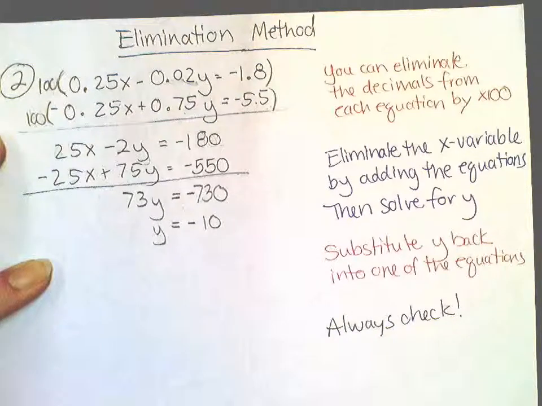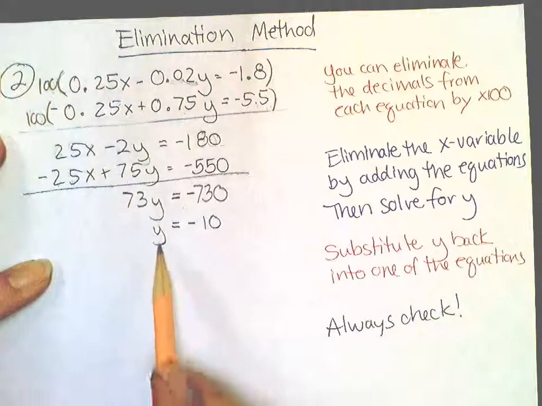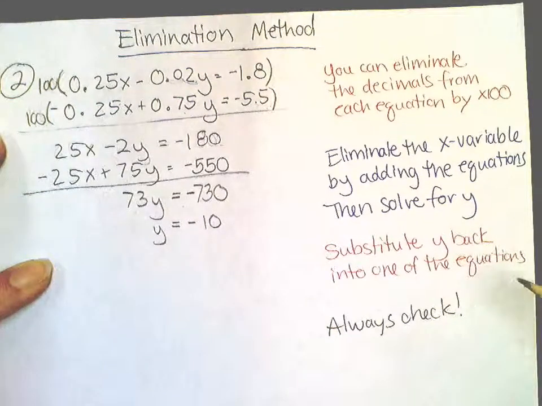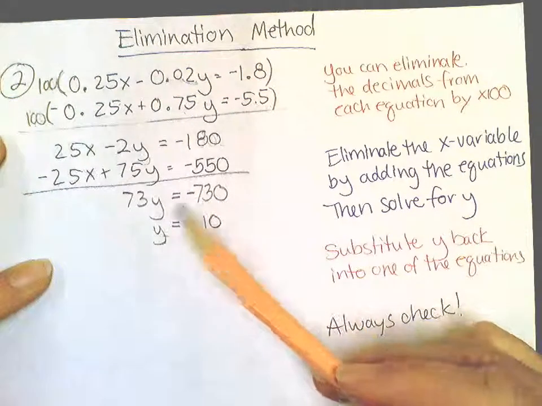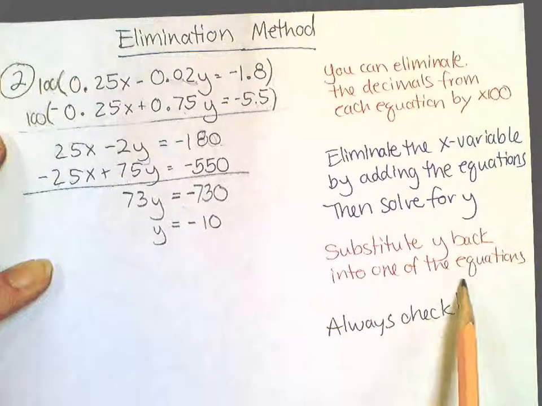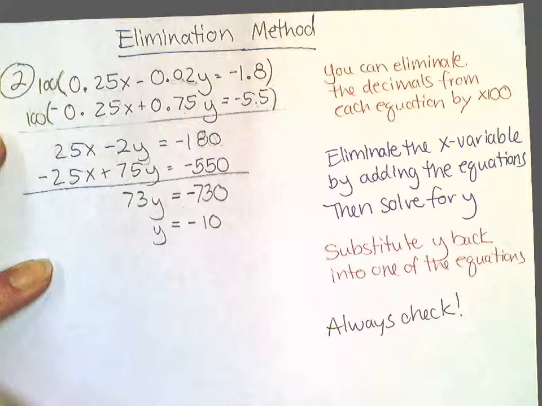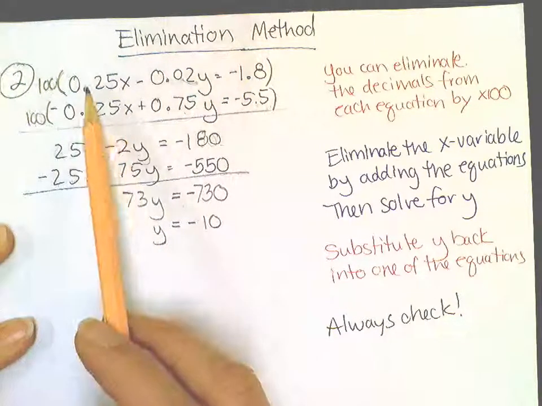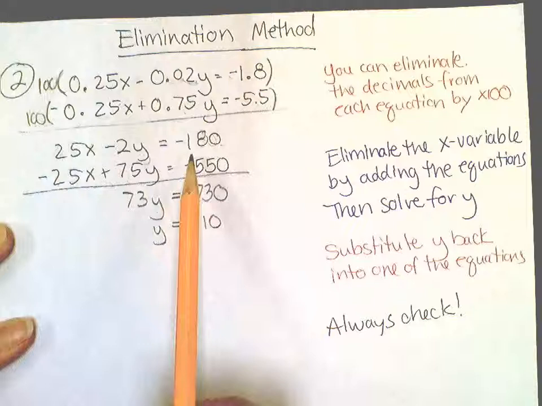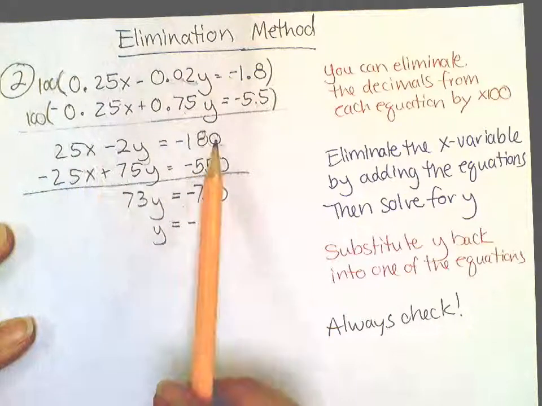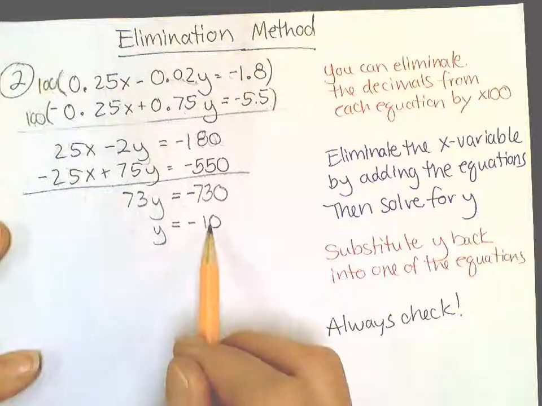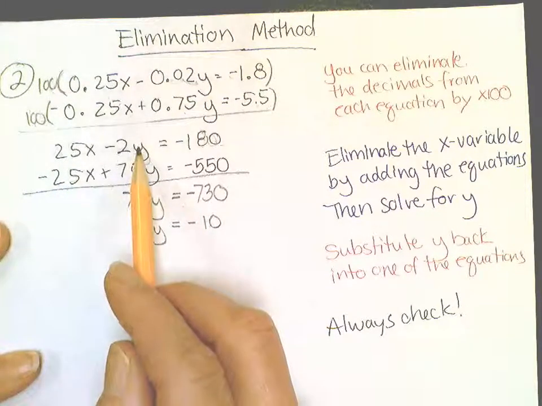Okay, so now you have half of the problem done. You know what the y is that would satisfy both of those. Now all you need to do is just take that y and substitute it into one of the equations, and then you can solve for x. You can choose to put it in one of the ones with the decimals, or I might just put it right in this one right here that I had already eliminated the decimals in. So I'm going to substitute negative 10 for the y up here.